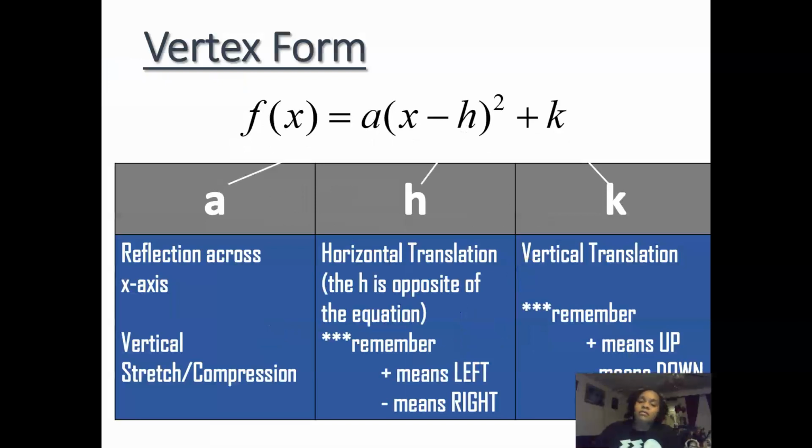So breaking down the vertex form, please print this out, take a picture of it because you'll need it. A is a reflection across the x-axis. H is a horizontal translation. The h is opposite of the equation. And then the K is the vertical translation. It means whether the graph is going up or down, okay?